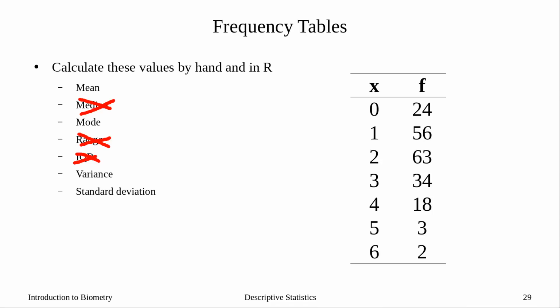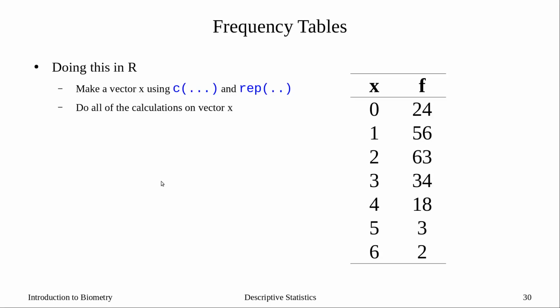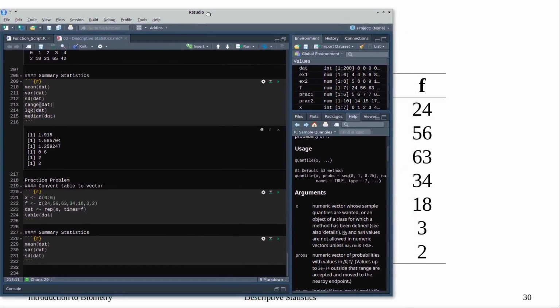So we have our values, our mean, variance, and standard deviation that we calculated by hand. Let's do it in R. Just again, to emphasize the point, the first thing we have to do is convert the data in this frequency table into a vector, and then we do our calculations on that vector.